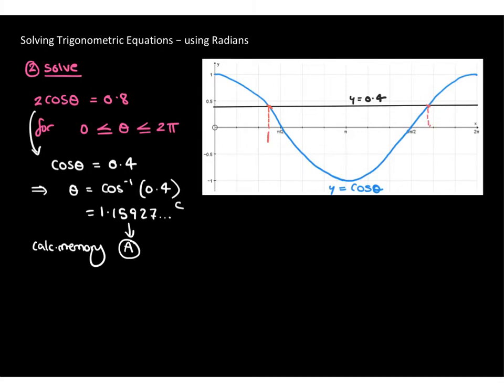Now, this one over here is the answer of 1.1592... Notice it's just coming up before pi by 2. Now, what is pi by 2 as a decimal value? It's about 1.5, so you can see this makes sense in relation to the graph. Now, there's another answer that we have to locate over here. So again, use the symmetry of the graph to do this very carefully.